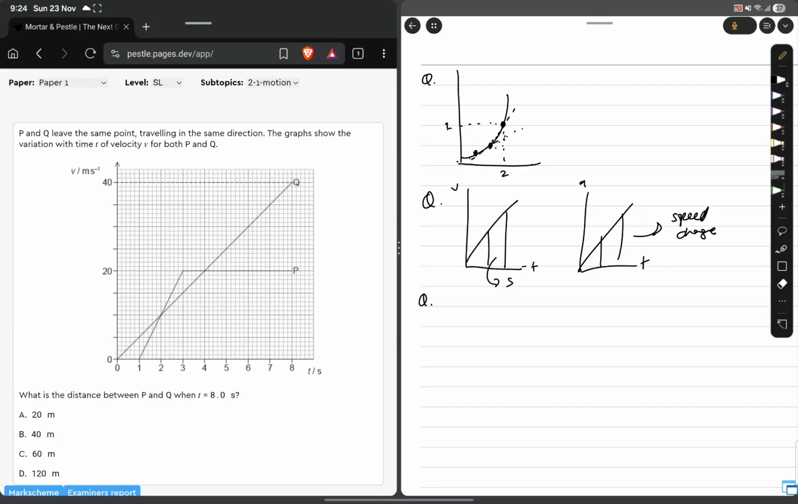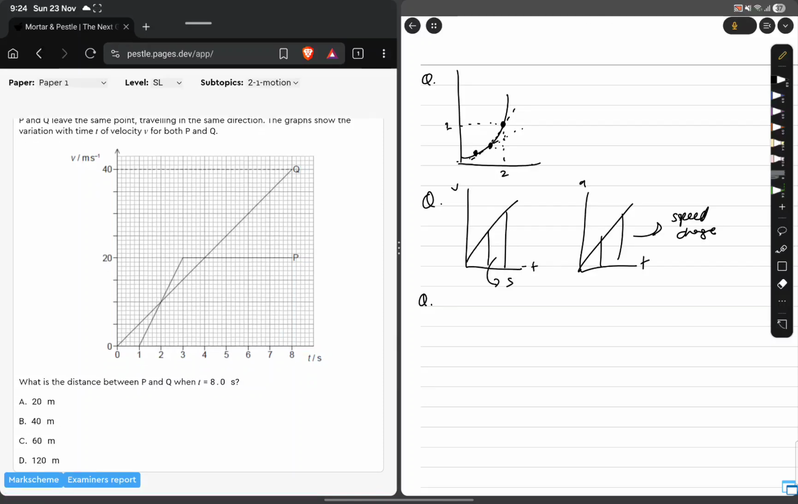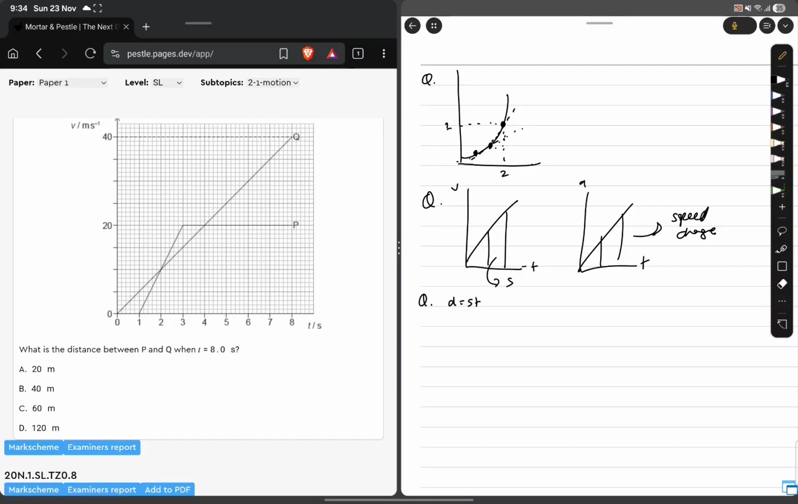Alright, P and Q leave the same pole and travel in the same direction. The graph shows the variation with time t of velocity v for both P and Q. So for this question, we're going to first realize that it's a velocity-time graph. What that means is that the area under it shows us the distance or displacement. So what are we going to do?